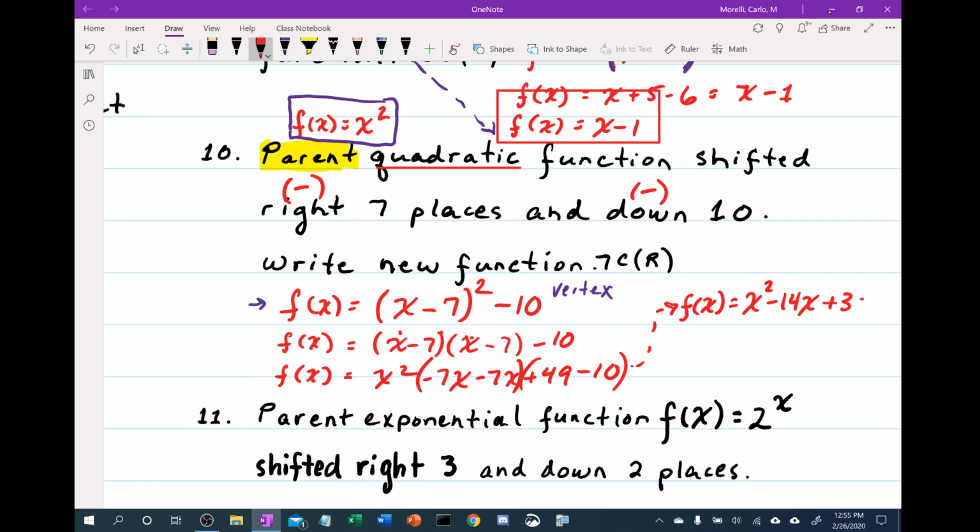Plus 39. So I can't tell you what the test is going to ask you. It's either this or this. That one was kind of hard, huh? Hopefully they give you vertex form, and you could do that one.